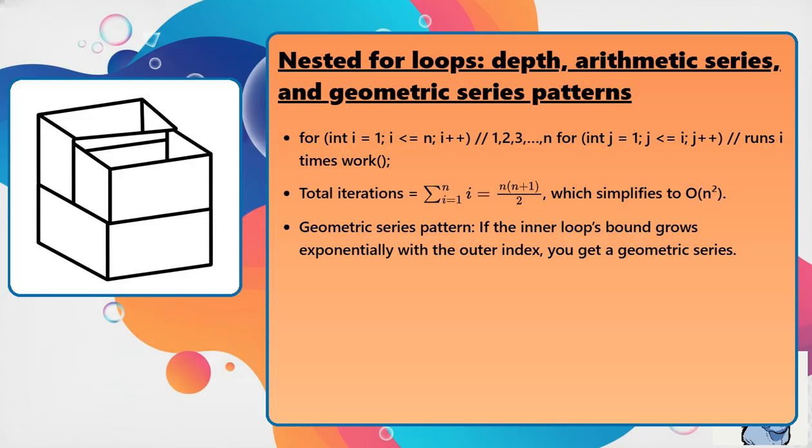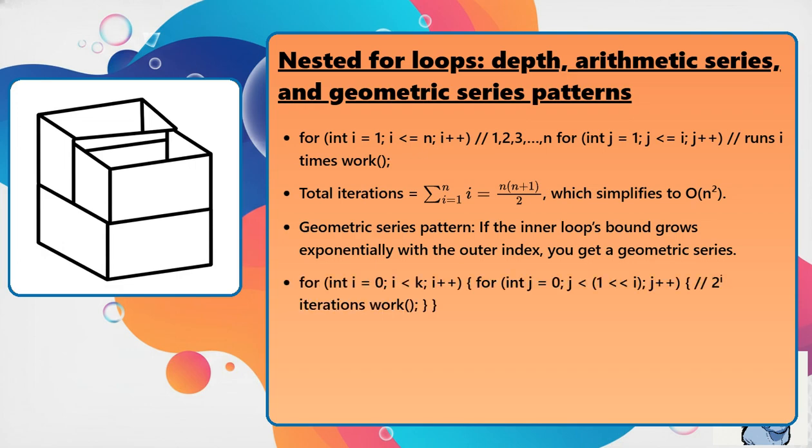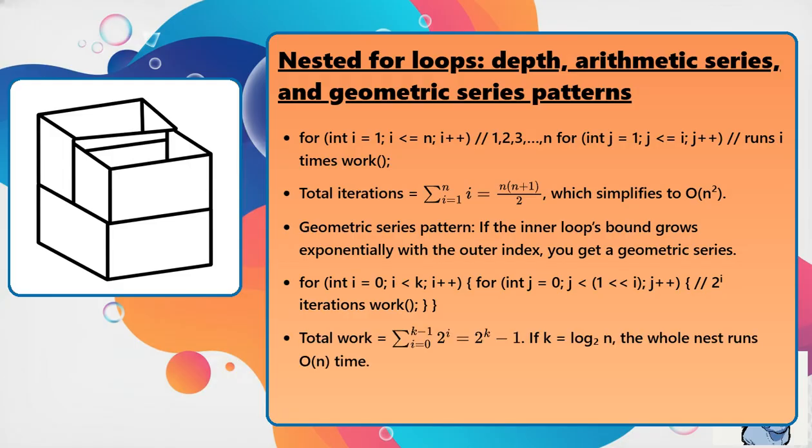Geometric series pattern. If the inner loop bound grows exponentially with the outer index, you get a geometric series. for (int i = 0; i < k; i++), inside that, for (int j = 0; j < 1 << i, which is 2 to the power of i; j++), then call work function. Total work equals the sum of 2 to the i from i = 0 to k-1, which equals 2 to the k minus 1. If k equals log base 2 of n, the whole nest runs in O(n) time.